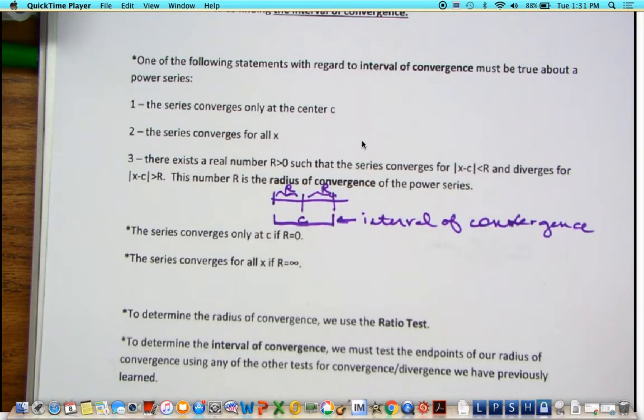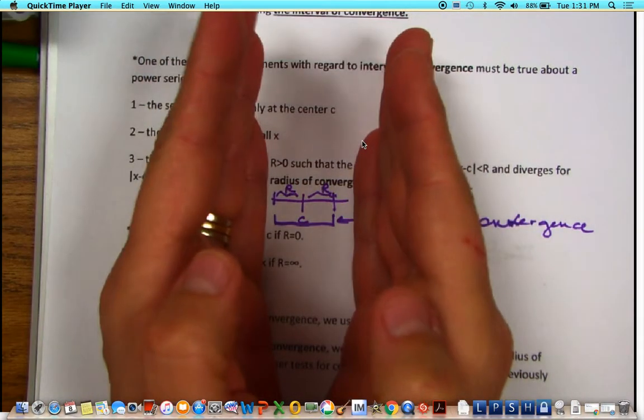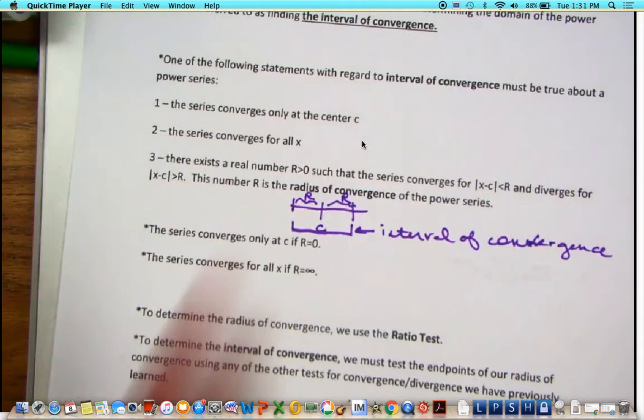That means that it converges everywhere, right? Or I could have a set interval of convergence. Like it might be good 2 units to the right of the center and 2 units to the left of the center, right? And it has to be symmetric because we're talking radius. So if you're centered at 0 and your radius of convergence is 2, what's your interval of convergence?